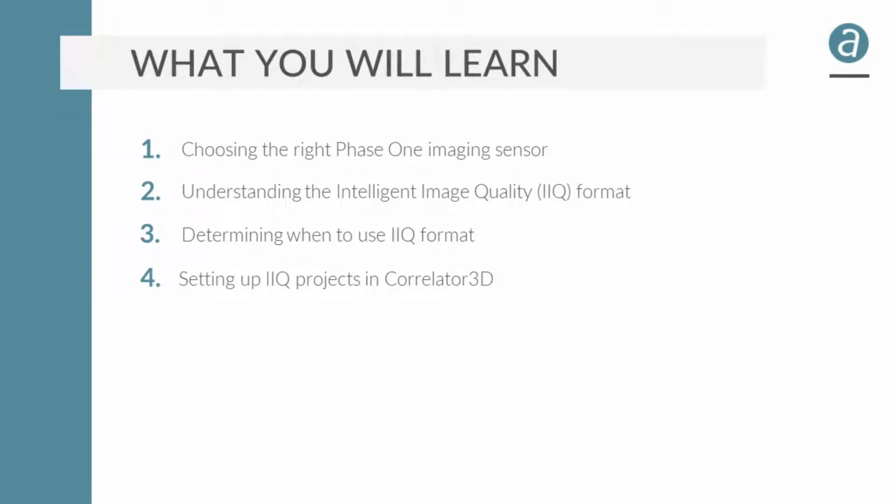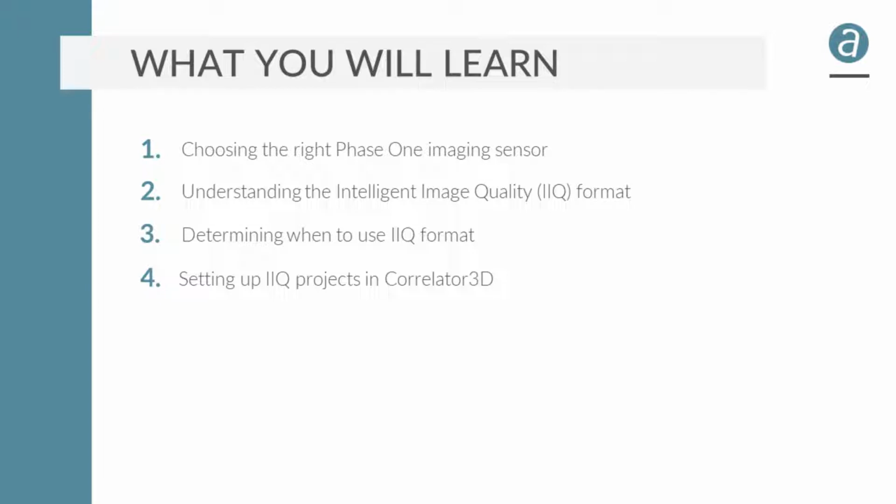I always get ahead of myself when I do these webinars, and the one thing I wanted to hit before we keep going is we've got a slide. You may have seen it. It's just what you're going to learn in this webinar, or at least the topics we should hit at some point. And that's choosing the right Phase One imaging sensor, understanding what Intelligent Image Quality, IIQ, format is, in our case, determining when to use IIQ. And then also, as I said, Thomas and I will get into actually processing an IIQ. How do you set up projects and how do you process it? As we talk, things come to mind.